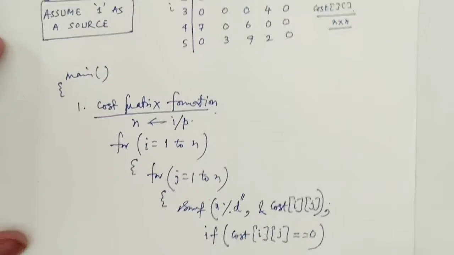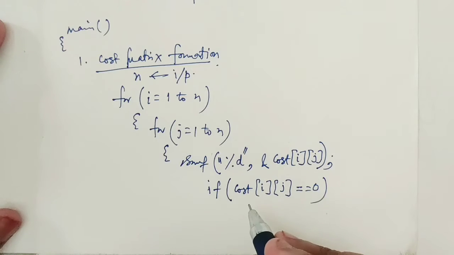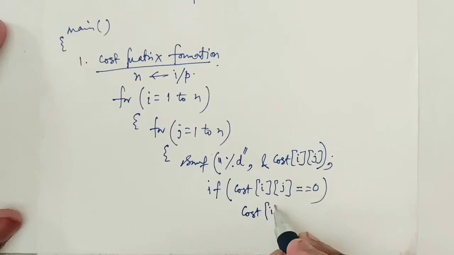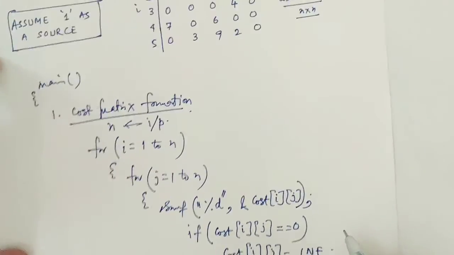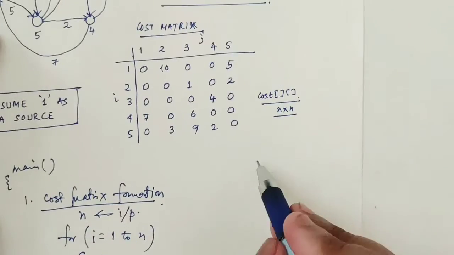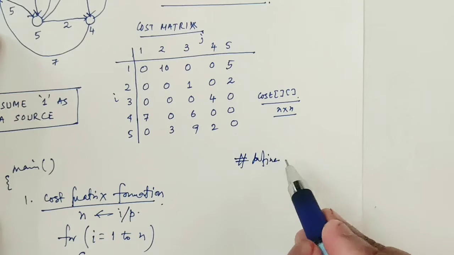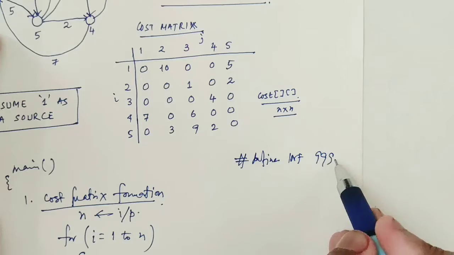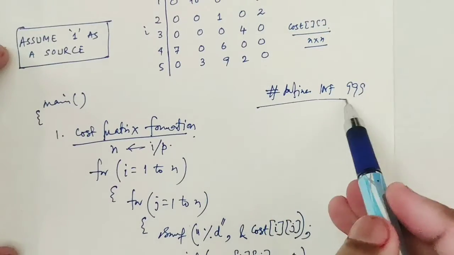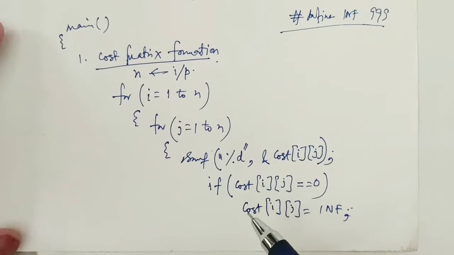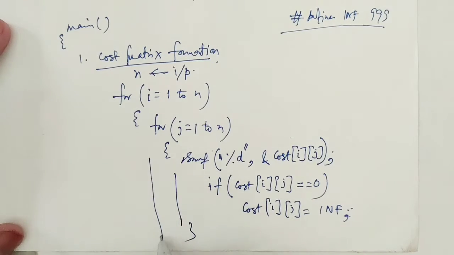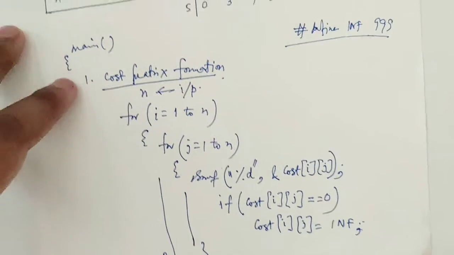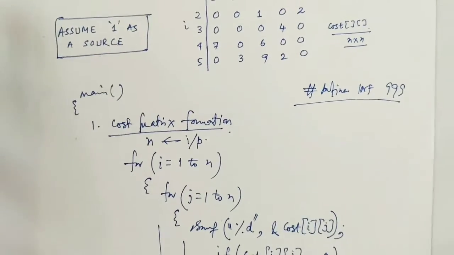So if cost of ij is 0, then, as I told, I will replace it with infinity. Then cost of ij will be replaced by infinity, and I have written INF. So you know how to write INF. INF is basically a macro. So here you can declare it as #define INF, suppose a big value 999. Along with other header files you write this macro. So in this way you can form the cost matrix. So this is done. Our cost matrix formation is complete, and that will be done within the main function.